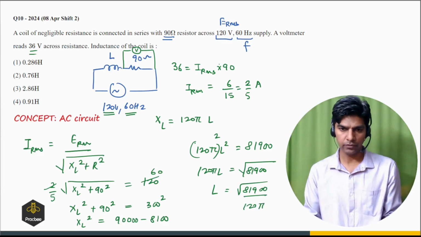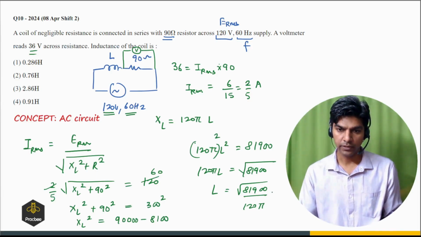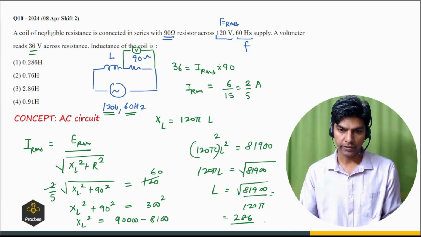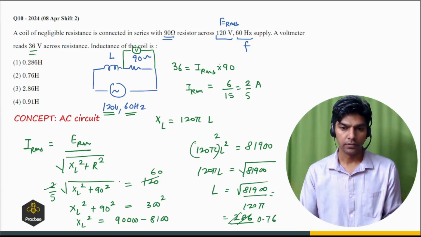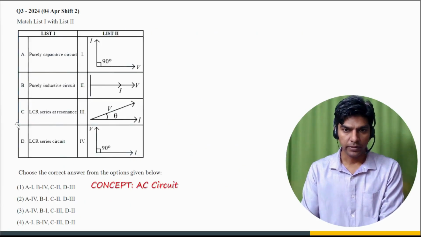So if I calculate the value of this, let me quickly check. So that will be root of 81,900, which comes out to be nearly 286, divided by 120, divided by 3.14. So we are getting this value nearly equal to 0.76 Henry, right? So option 2 is the right answer. Okay, now let us see the next problem.